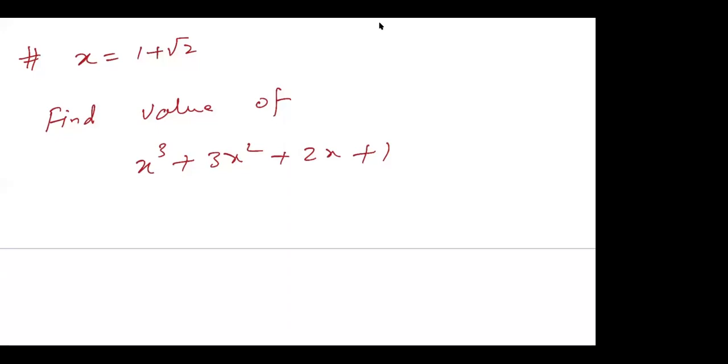x is given as 1 plus root 2, right? And you have to find x cube, x to the power 4, x to the power 5, something like that, greater powers are given. So how to go for this?